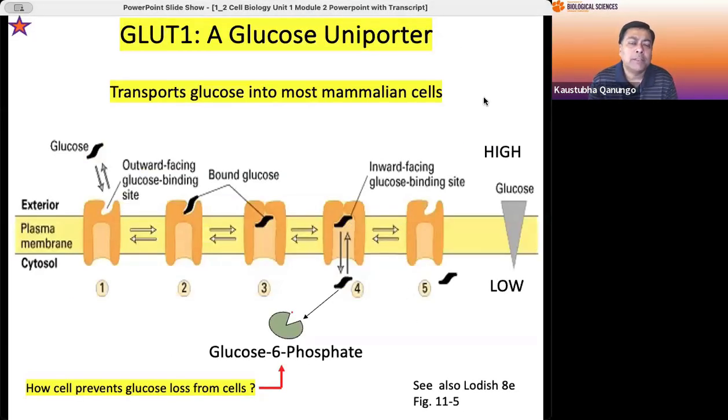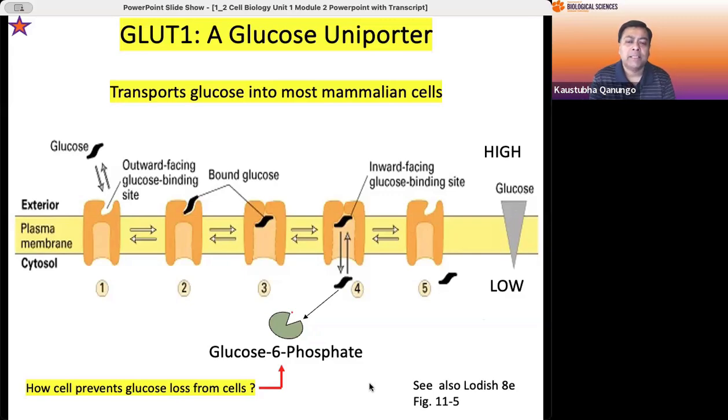Here is an important slide that we will use. This is a uniporter, and this moves glucose molecules. And there are many different types of GLUT transporter. There are actually 14 different mammalian types that have been discovered, and they have different distributions. So GLUT1 is one of the most common ones that transports glucose into most mammalian cells. So what happens is that glucose binds to the exterior surface, and then it changes the shape of the molecule and delivers it inside.